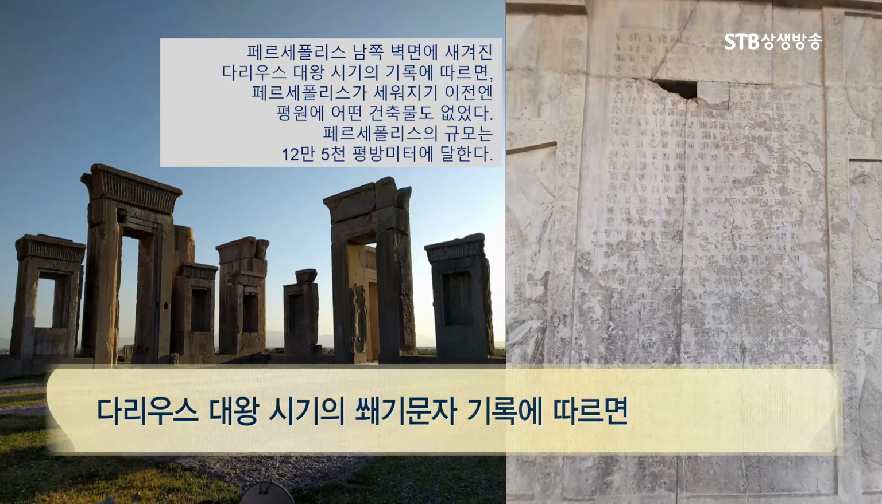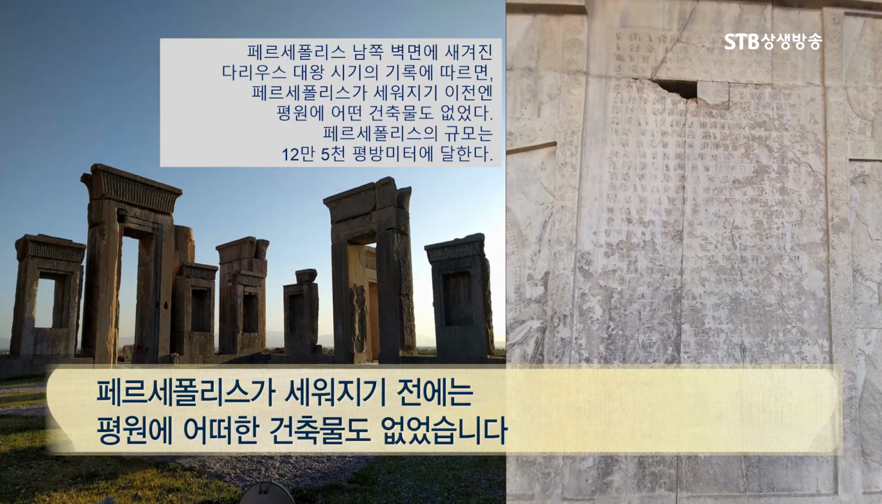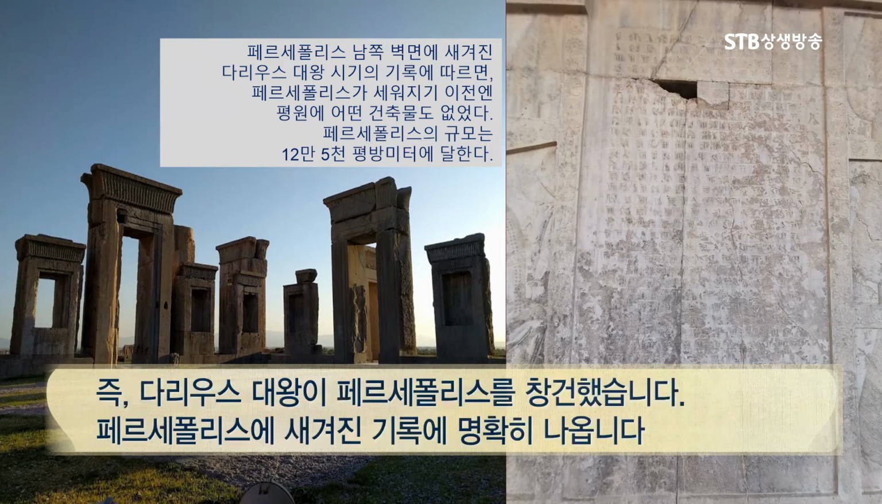In the great inscription of Darius the Great, in cuneiform, he mentioned that before he created it, there was nothing there. He was somehow the founder of Persepolis. So it's clear because of the inscription that we have in Persepolis.